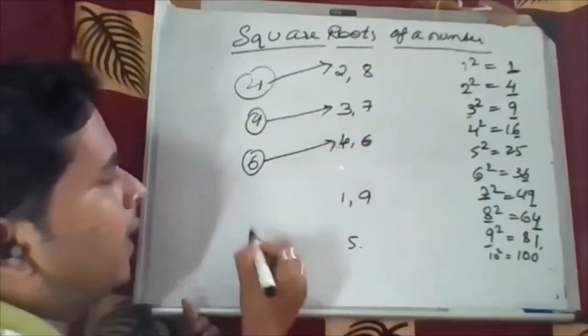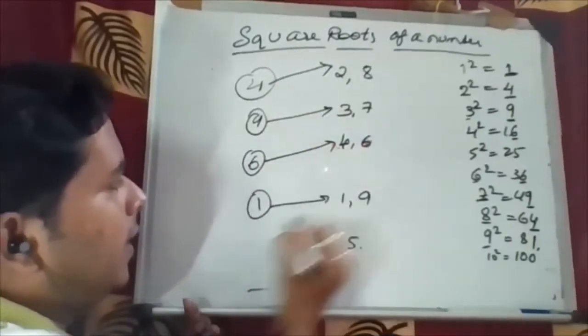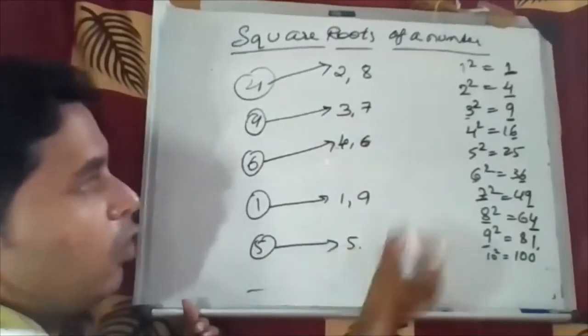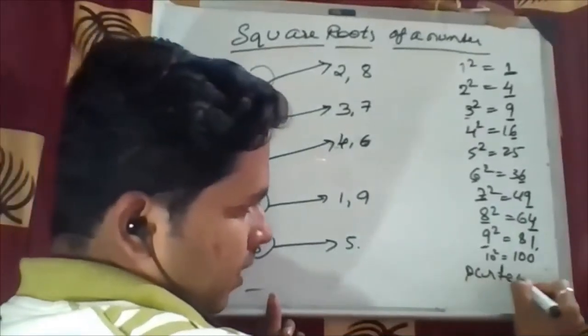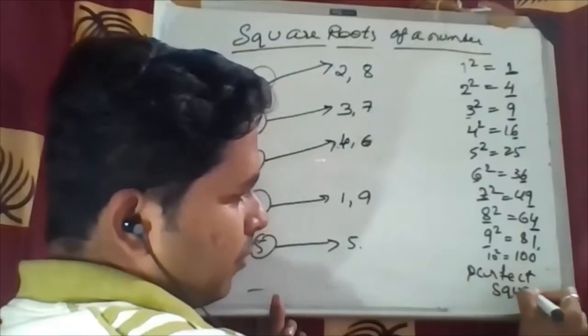Then 1 and 9 is the 1, and here it is a 5. So here I'm talking about, these are all what? Perfect squares. I'm talking about the values of perfect squares.